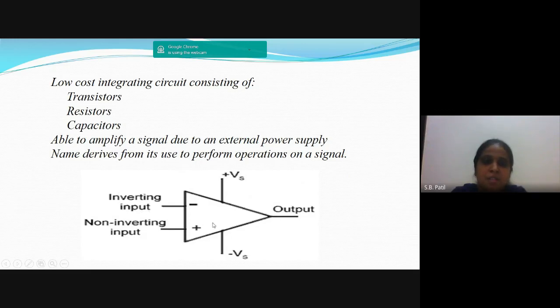Here is the symbol of the operational amplifier. The negative sign, here there are two inputs of this operational amplifier.